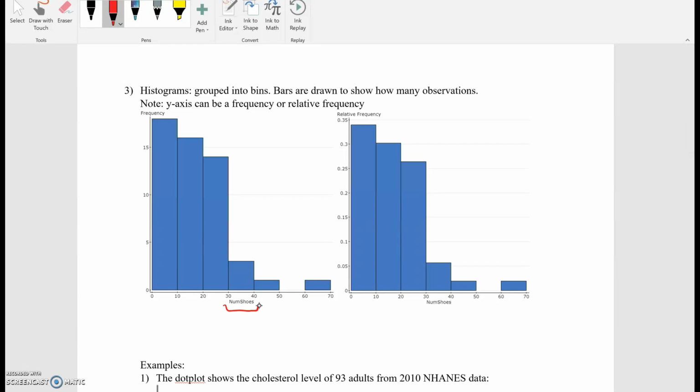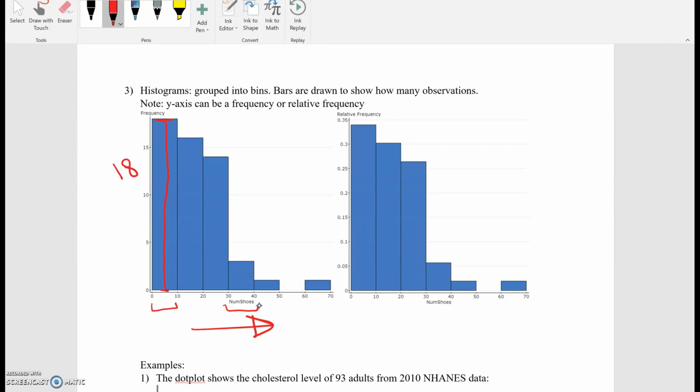You can see that from 0 to 10 shoes, how many people own from 0 to 10 shoes? Well, the height of this bar will tell me how many that is, and approximately this is going to be 18. So 18 people own between 0 and 10 shoes. And you can see that it tends to decrease as the number of shoes tends to increase. So this is basically a way that you can represent it.